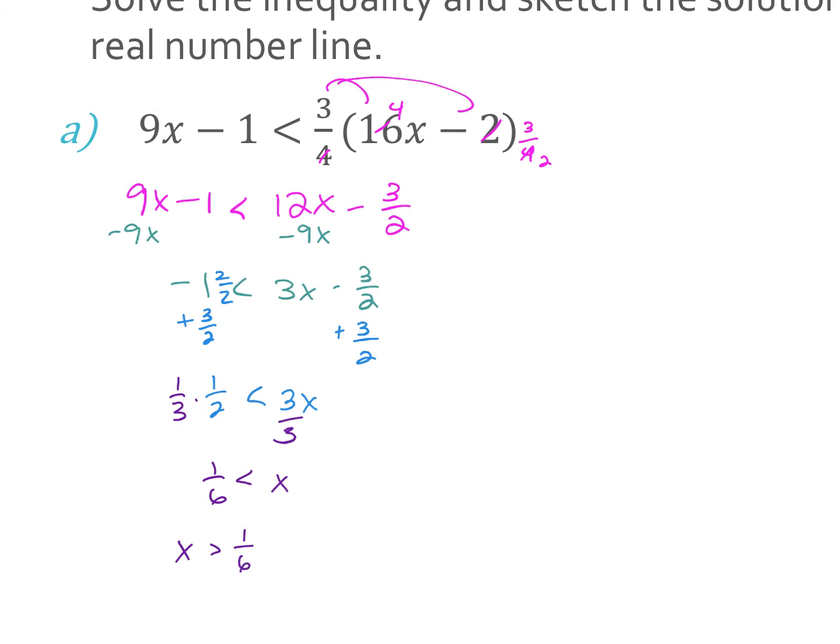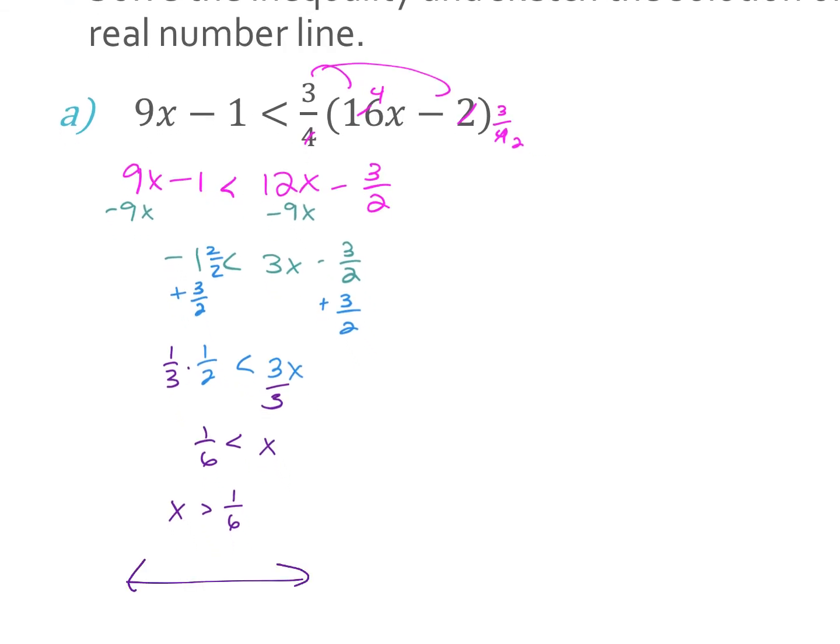You don't have to rewrite it that way, but it normally makes it easier to graph or to actually read that statement out loud. Greater than 1/6, I'd have to have the 0 before it, the 1 after. Greater than, parentheses, pointing towards the right.